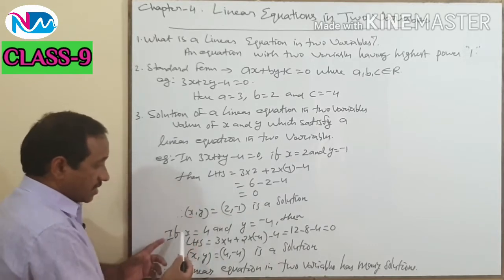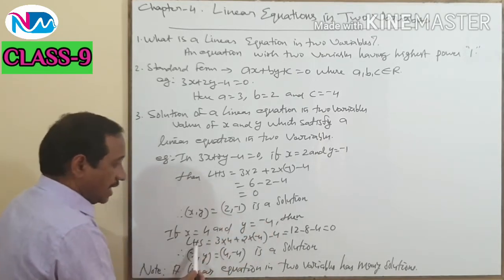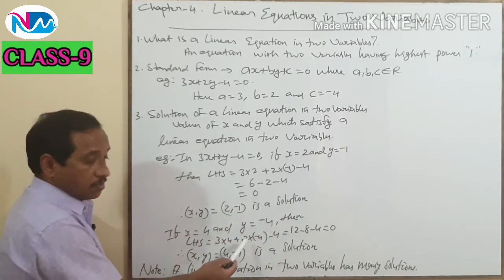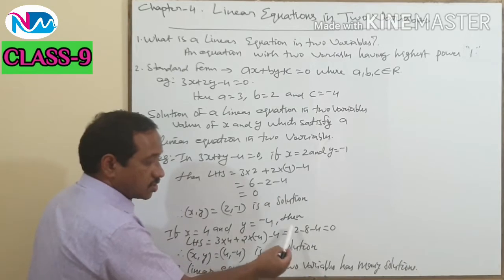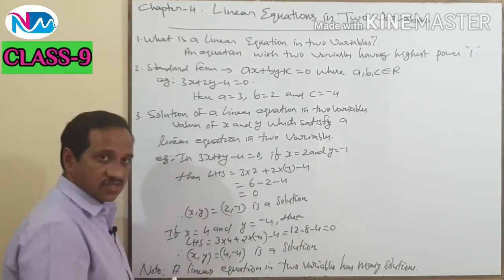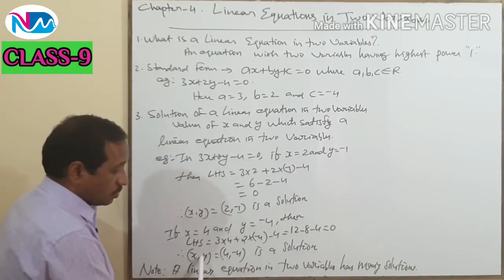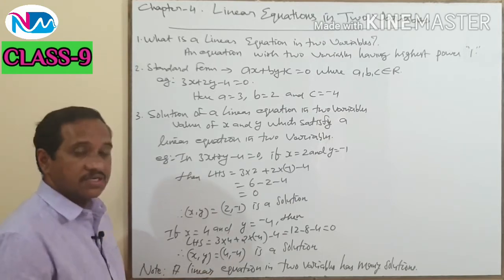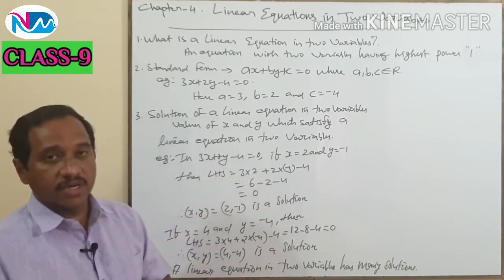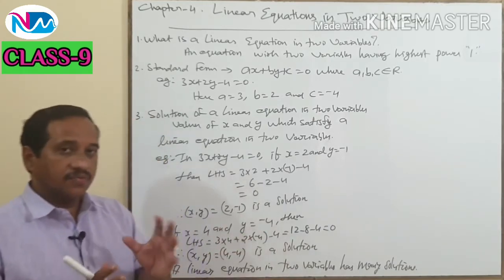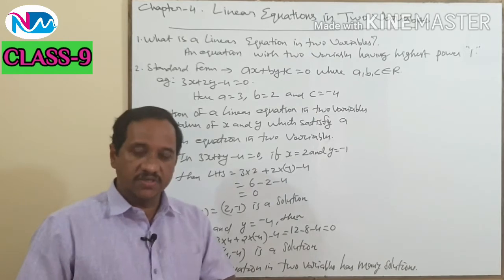Now, if I take x is equal to 4 and y is equal to minus 4, then LHS becomes 3 into 4 plus 2 into minus 4 minus 4, which is equal to 3 into 4 is 12, plus 2 into minus 4 is minus 8, minus 4, it is equal to 0. Therefore, we can say (x, y) is equal to (4, minus 4) is also a solution. In this way, you can find many solutions for a linear equation in two variables. Therefore, the conclusion is a linear equation in two variables has many solutions.